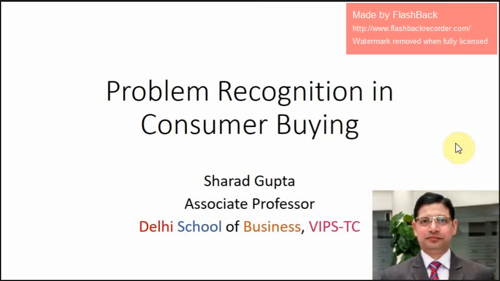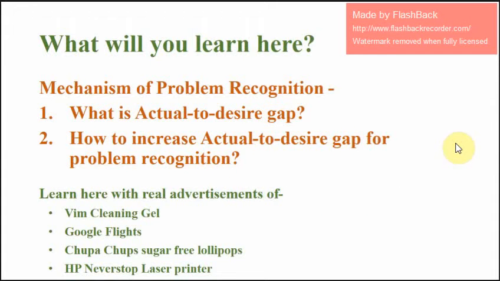Welcome to this video on problem recognition. Problem recognition is the first step in the process of consumer buying decision. In this video, you will learn about the mechanism of problem recognition, what the actual to desire gap is, and how to increase this actual to desire gap for problem recognition.